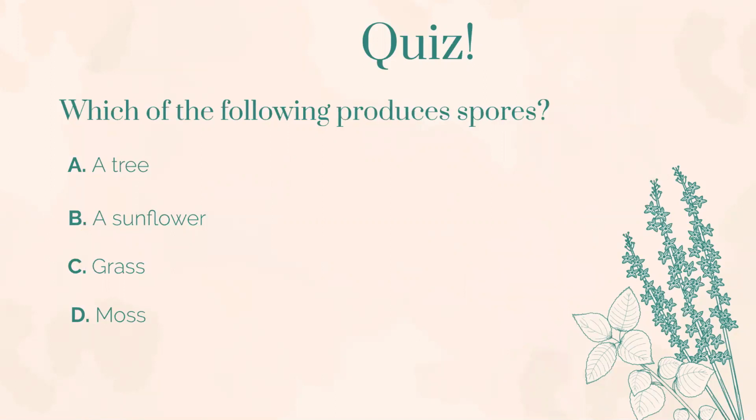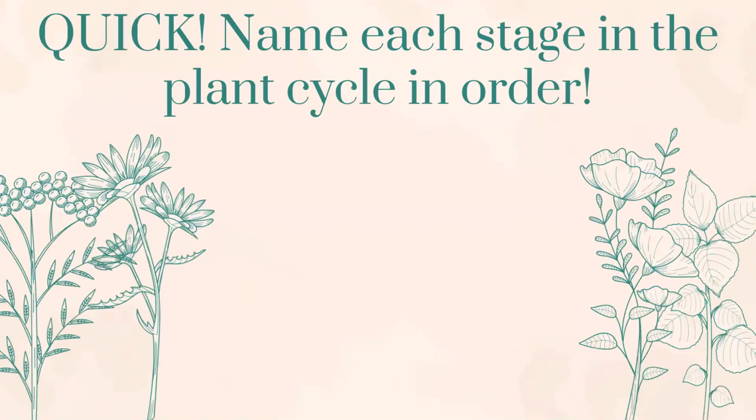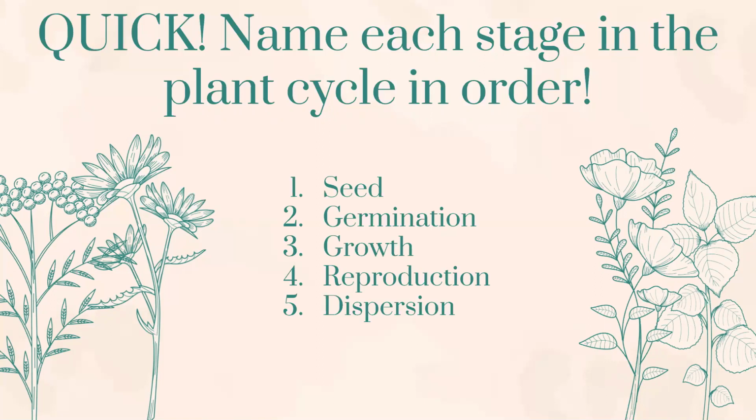Next question. Which of the following produces spores? A. A tree, B. A sunflower, C. Grass, or D. Moss? The correct answer is D. Moss. Quick, name each stage of the plant cycle in order. The correct order is seed, germination, growth, reproduction, and finally dispersion.